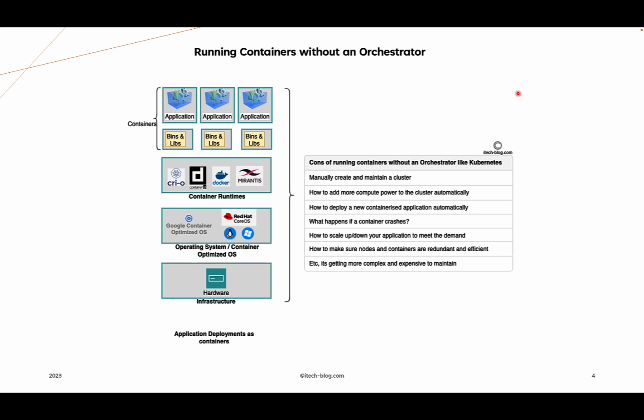Without an orchestrator, you will have to manually create and maintain a cluster. How to add more compute to an existing cluster? What happens if a container crashes? Will it be automatically recreated? How to scale up your containers, both vertically and horizontally? So as you see in this list, more manual work is involved, or maybe write tons of custom scripts to achieve these objectives. This is why we need container orchestrators like Kubernetes. Let's learn more about Kubernetes and then compare it with Red Hat OpenShift.